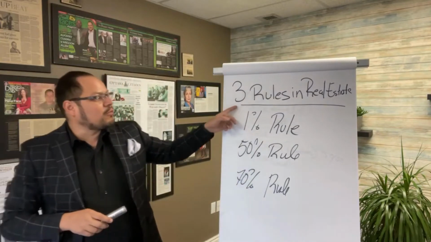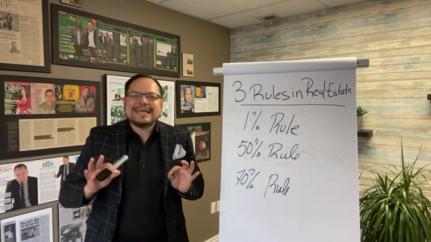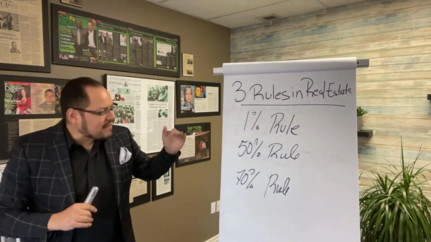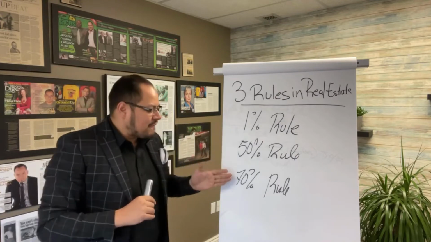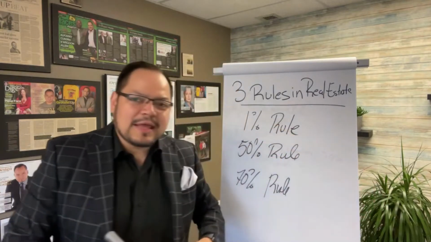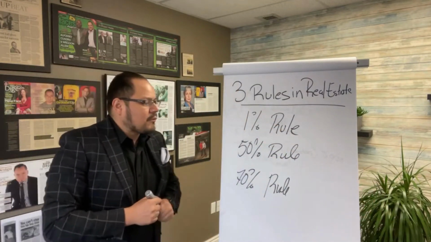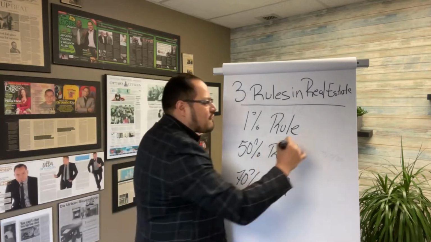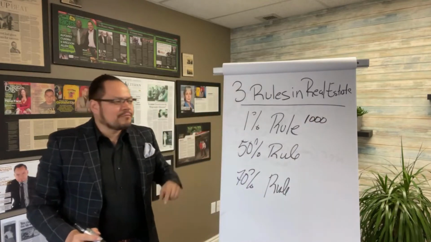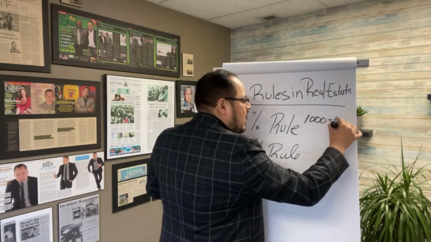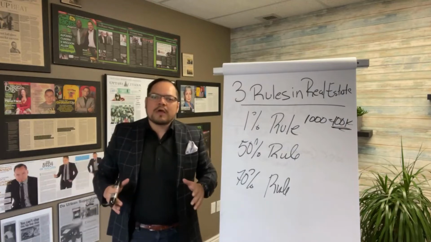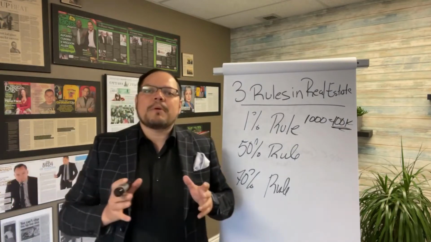We're talking about the 3 key rules in real estate. We have the 1% rule, the 50% rule, and the 70% rule. Rule number 1 is the 1% rule. The 1% rule says that for every $100,000 of real estate value, the income should be $1,000. For example, if the property is worth $100,000, the income should be about $1,000.